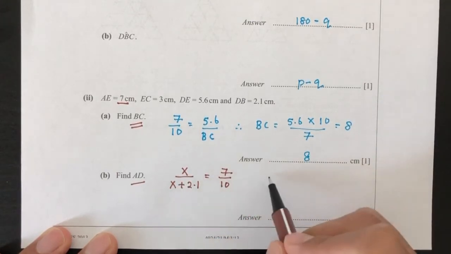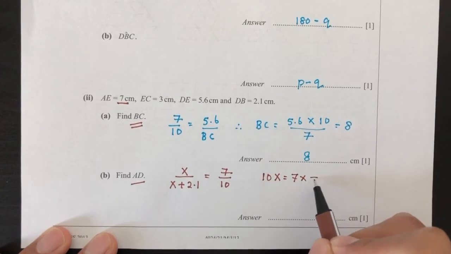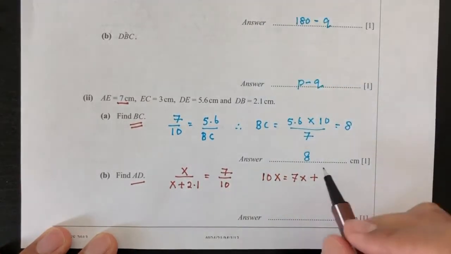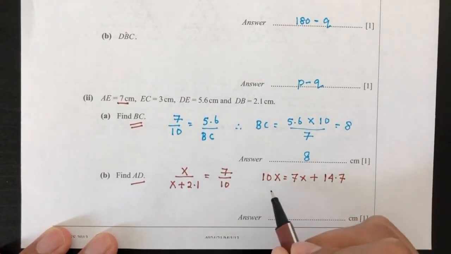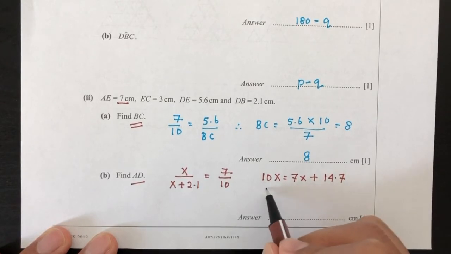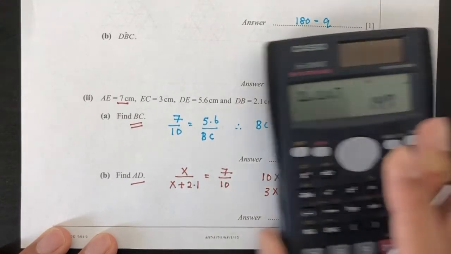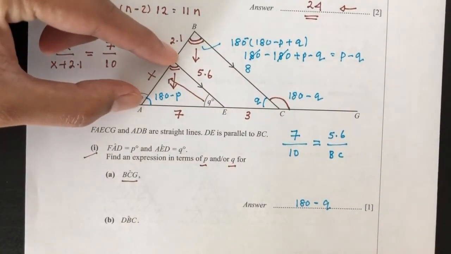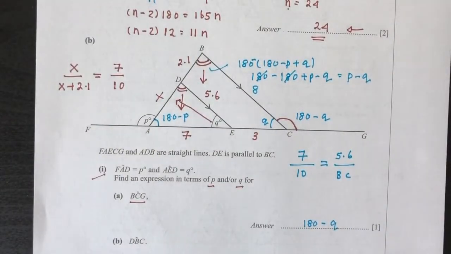If you were to cross multiply, you will have 10x equal to 7x plus, so what is 2.1 times 7? That will be 14.7. Now we send this one over here. You will have 3x equal to 14.7. That will be 4.9. X will be 4.9. As you have seen here, X is your value of AD. This is 4.9 centimeters.